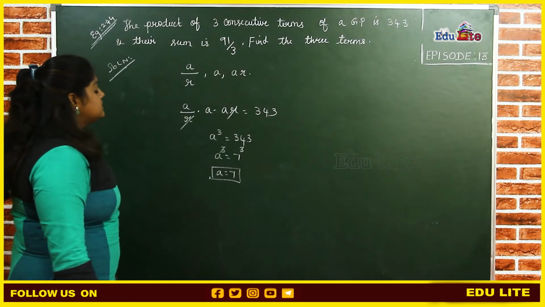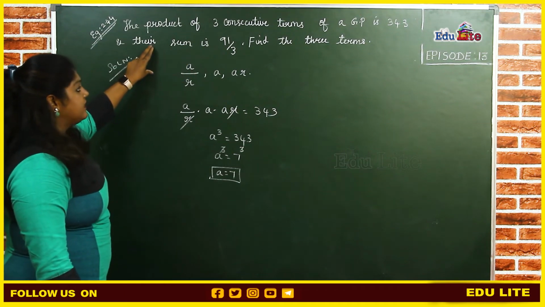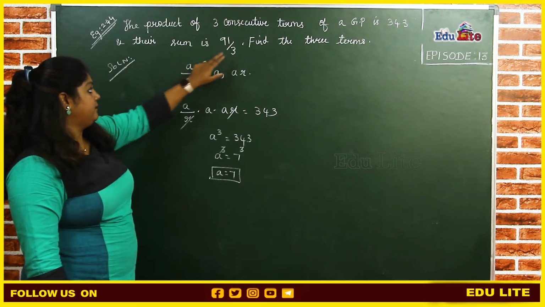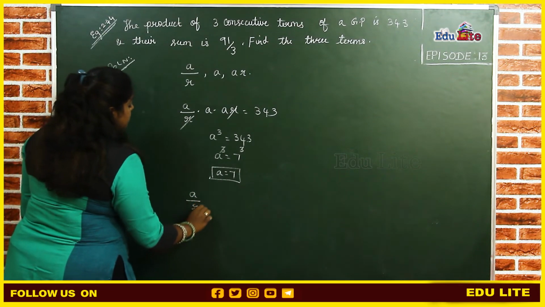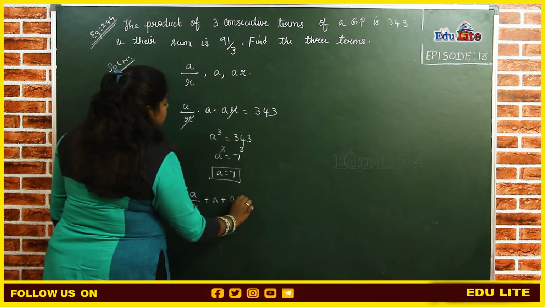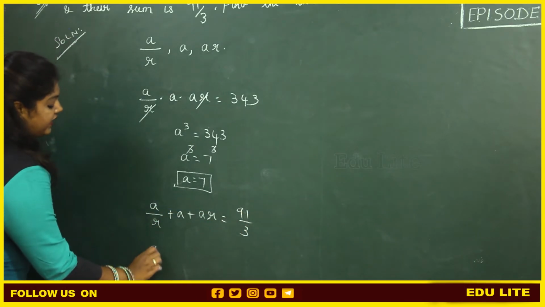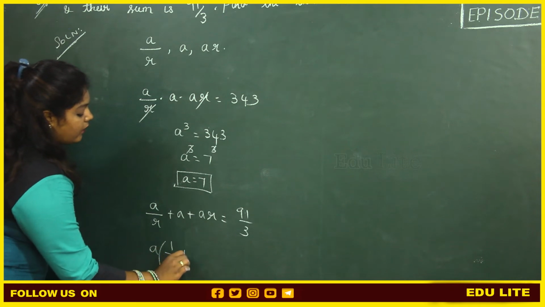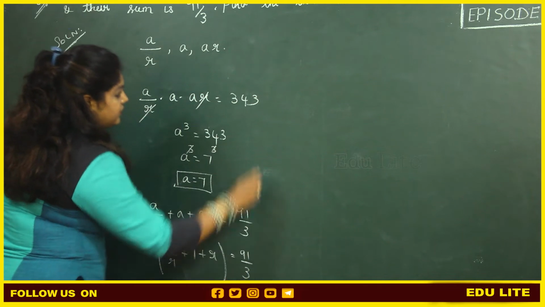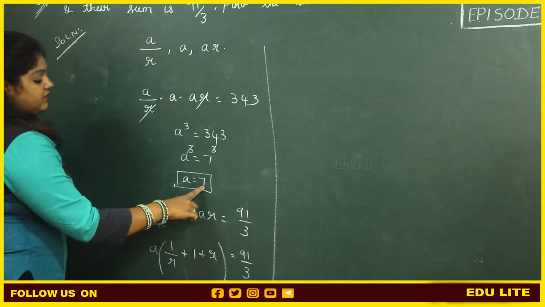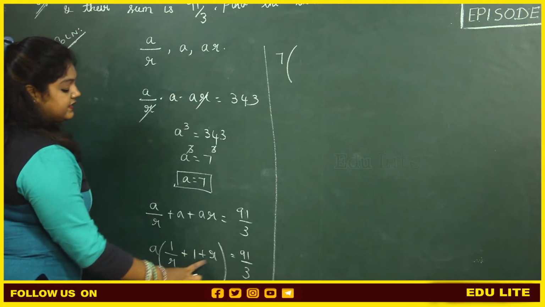So, next, we can find the value of r by using the next hint given, that is, their sum is 91 by 3. So a by r plus a plus ar is equal to 91 by 3. On the left hand side we can take a in common. The remaining term will be 1 by r, 1 plus r, which is equal to 91 by 3. We know the value of a already, we found it as 7. Let us substitute it here.